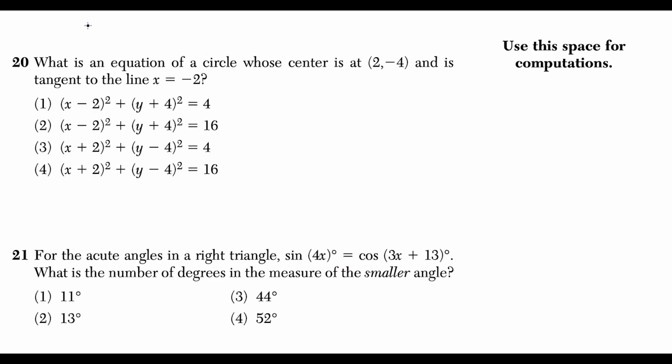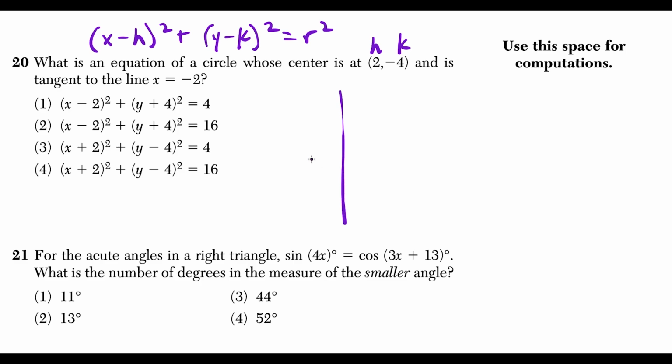So for this question here, we have to know the general formula for the equation of a circle, which is (x - h)² + (y - k)² = r², where the center is (h, k) and the radius is r. So what I do for questions like this is I like to draw them out. So what we have here is the center is at (2, -4), which is somewhere over here. So this is the center.